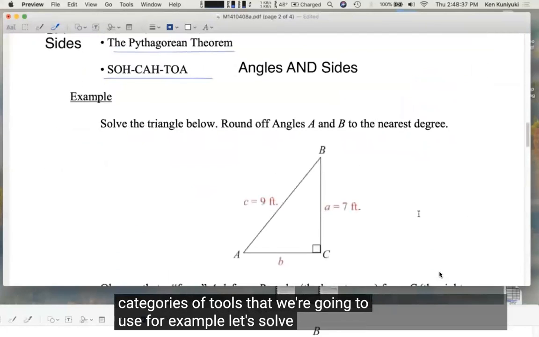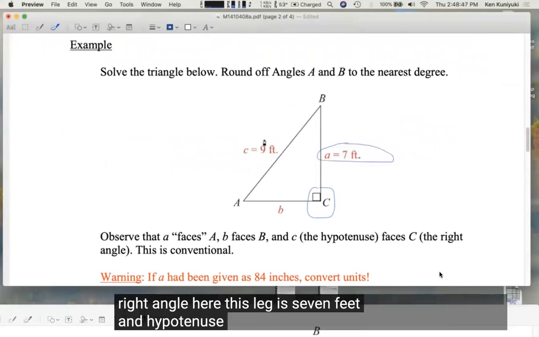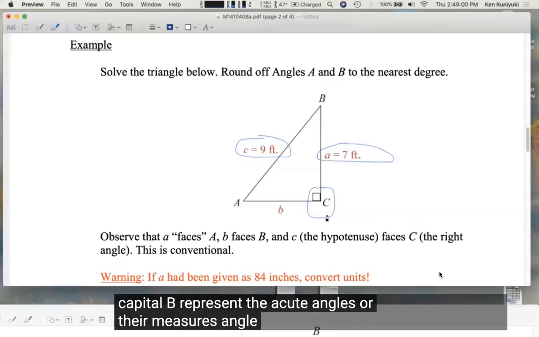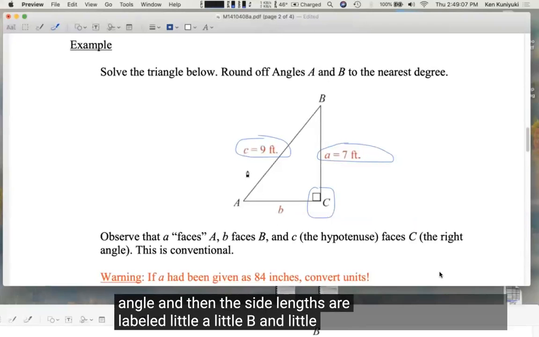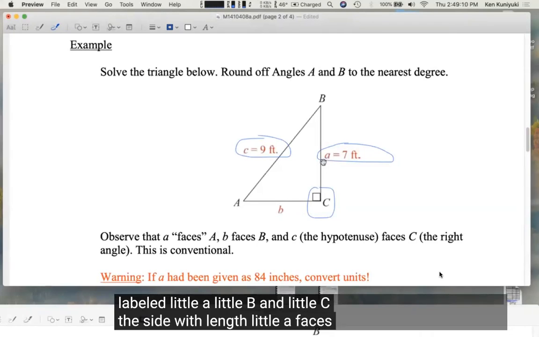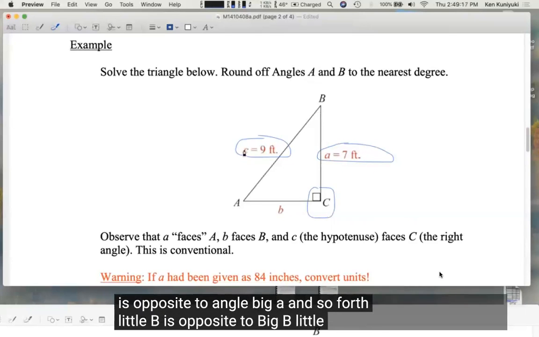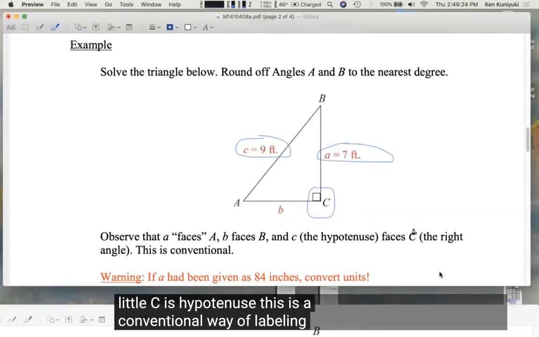For example, let's solve the triangle below. I'm giving you that we have a right angle here. This leg is 7 feet, and the hypotenuse is 9 feet. And by the way, this is the conventional way to label a right triangle. Capital A and capital B represent the acute angles, or their measures. Angle C is the right angle. And then the side lengths are labeled little a, little b, and little c. The side with length little a faces or is opposite to angle big A, and so forth. Little b is opposite to big B, little c is opposite to big C, the right angle. So little c is the hypotenuse. This is a conventional way of labeling a right triangle.